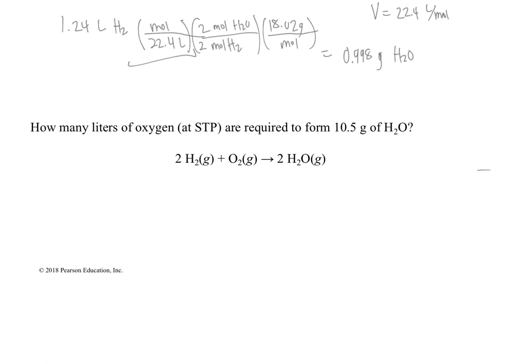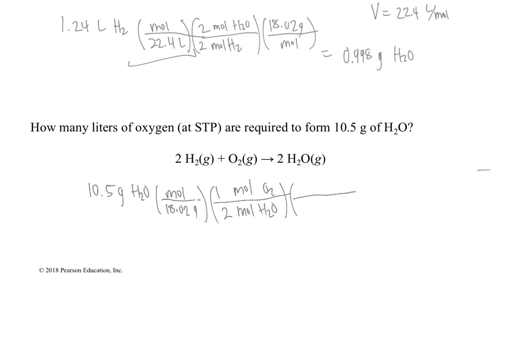Here it says how many liters of oxygen are required to form 10.5 grams of water. So I have 10.5 grams of water. I'm going to get into moles using molar mass. Now I'm in moles of water. I can go to moles of oxygen. So stoichiometric coefficient. So 2 moles of water for every 1 mole of oxygen. And now I could use molar volume. So 22.4 liters per 1 mole. And that gives me 6.53 liters of oxygen.